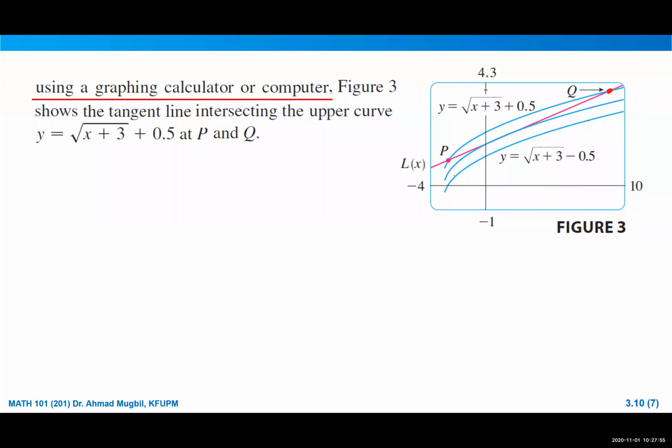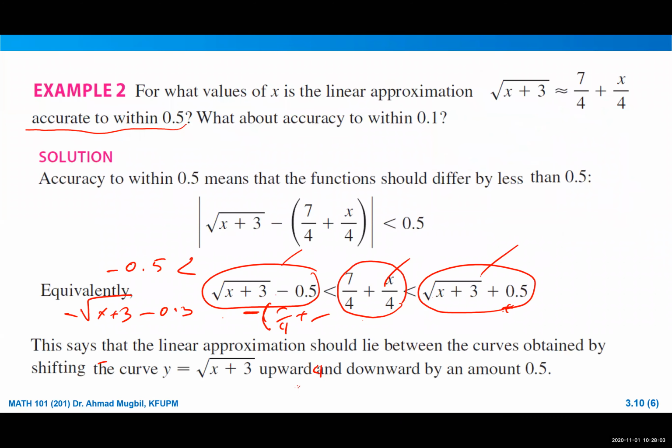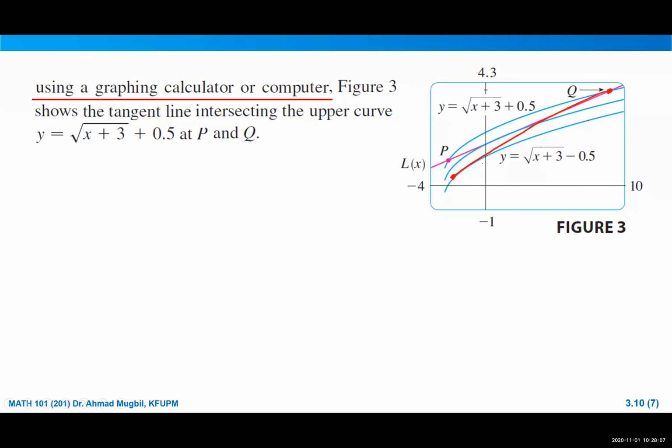Why is it mentioned here? It should be here. I think it should be like this, between, because we said that we want it between minus 0.5 and plus 0.5. So the minus is here. So I think it is not true to have it like that.